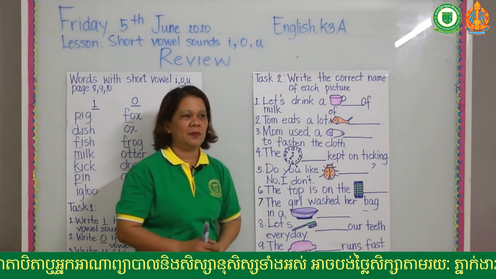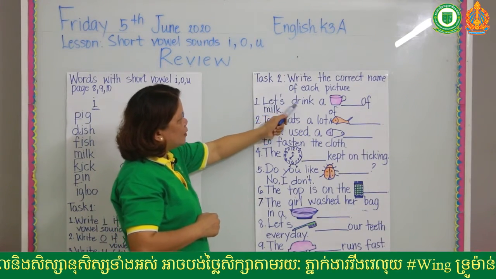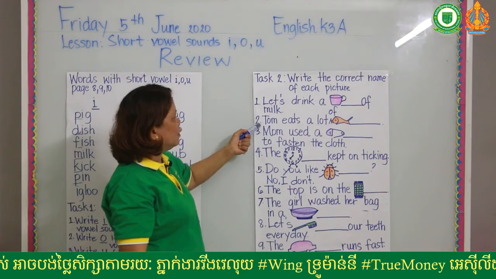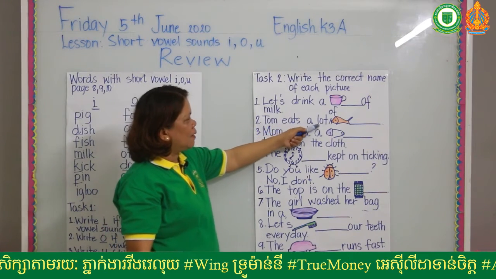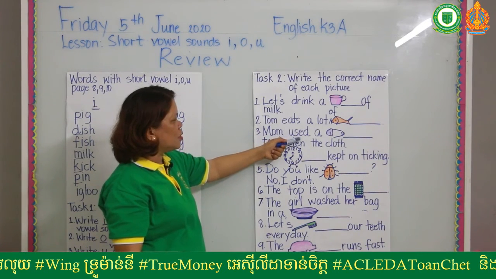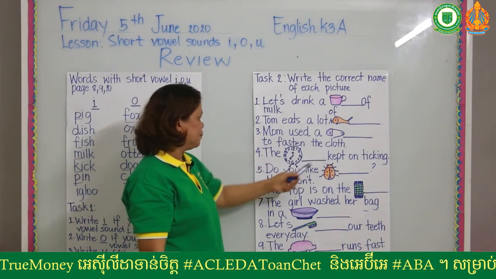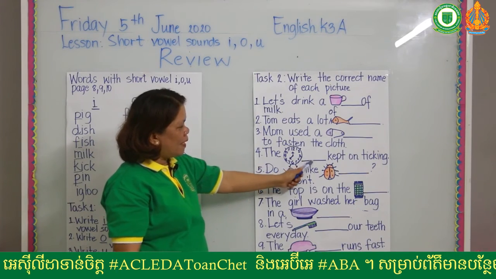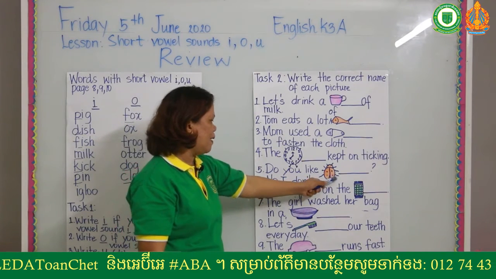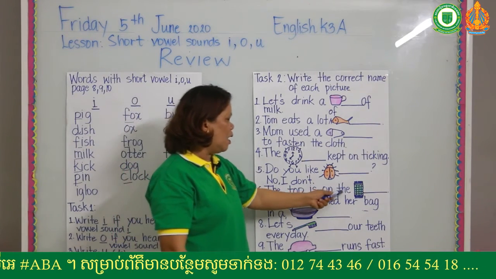Now let's try to practice on reading, okay? So here, let's drink a blank of milk. Number 2, Tom eats a lot of blank. Number 3, Mom used a blank to fasten the clothes. Number 4, the blank kept on ticking. Number 5, do you like blank? No, I don't. Number 6, the top is on the blank.